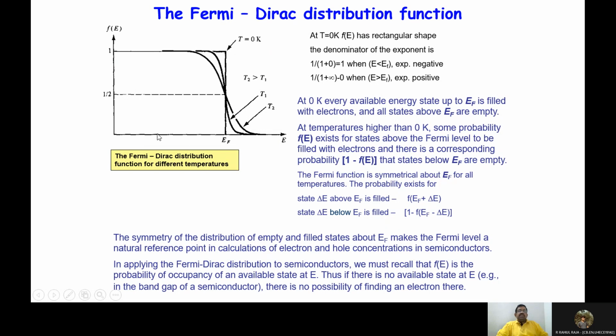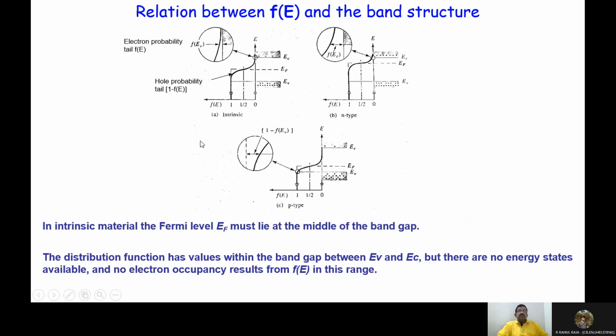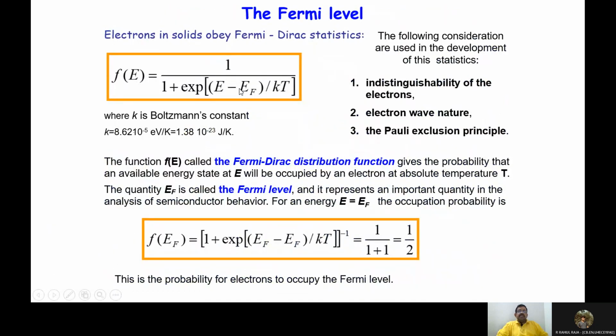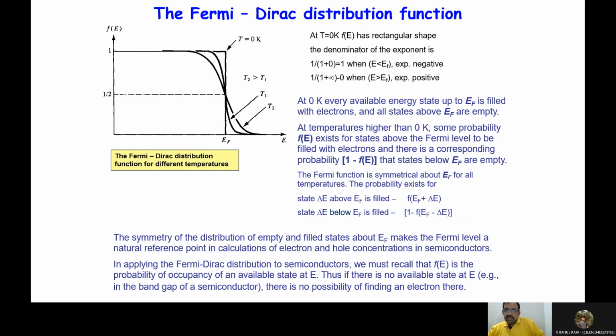Now, for all energies less than EF, look at this expression again. This becomes exponential of minus infinity, which means it becomes 1 by exponential of infinity. 1 by infinity will be here. What will be 1 by infinity? It will be 0, which means 1 by 1. So f of E will become 1. So you can see that at E less than EF.